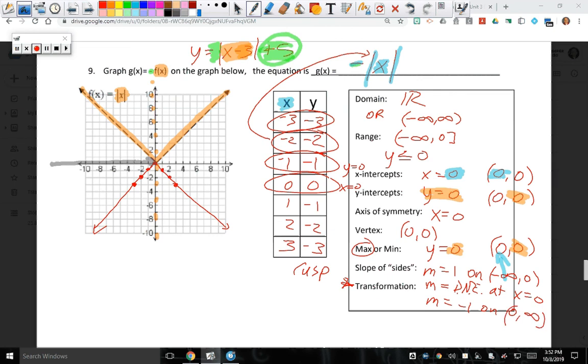And the transformation is this. From the original orange graph, what happened? It reflects across the x-axis. And you can see this because the negative was outside of x. That means it's a vertical change, so it's a vertical reflection across the x-axis. Okay? This is very similar to number 10. The only difference is the negative is on the inside. So just follow the way we just did this, but with the negative on the inside first.